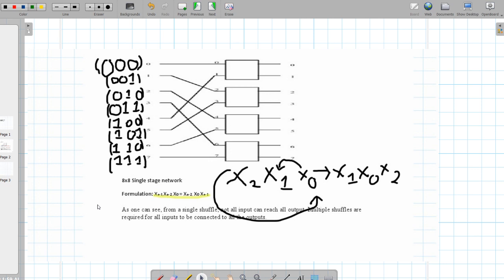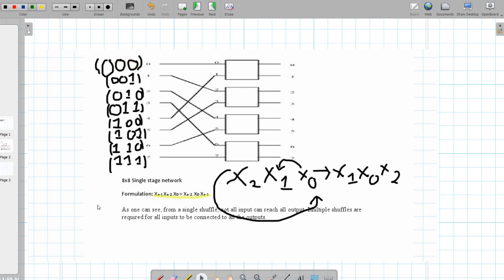If you follow the formula, then the rightmost bit is x0, the next bit, this bit, is x1, and the leftmost bit is x2. Now what you have to do, you have to apply this formulation to your processor addresses. Let me do this. The address of the first processor is 0, 0, 0.